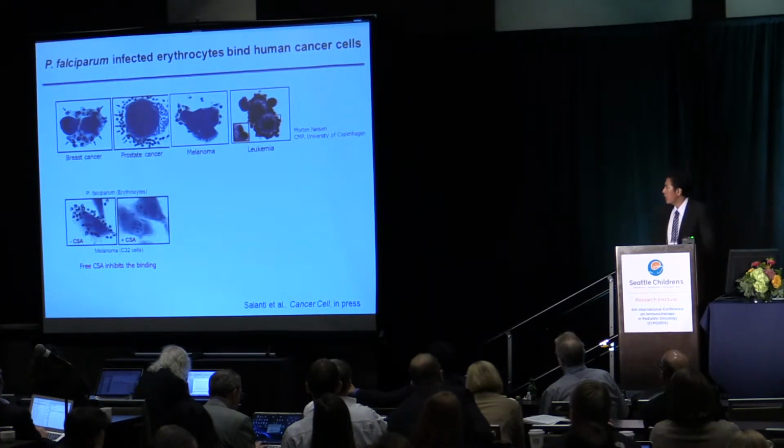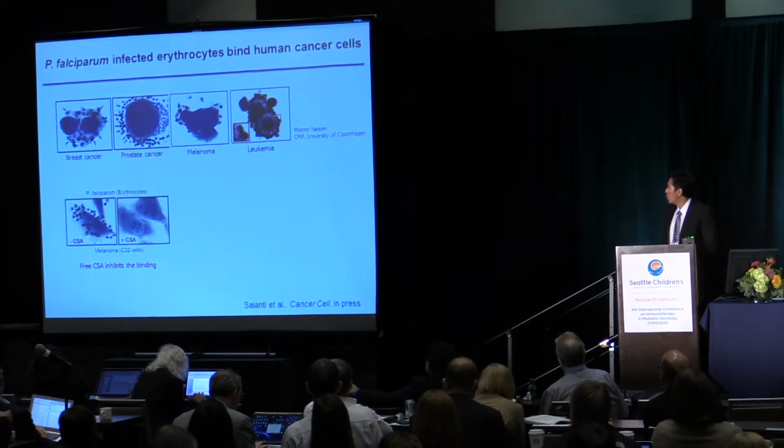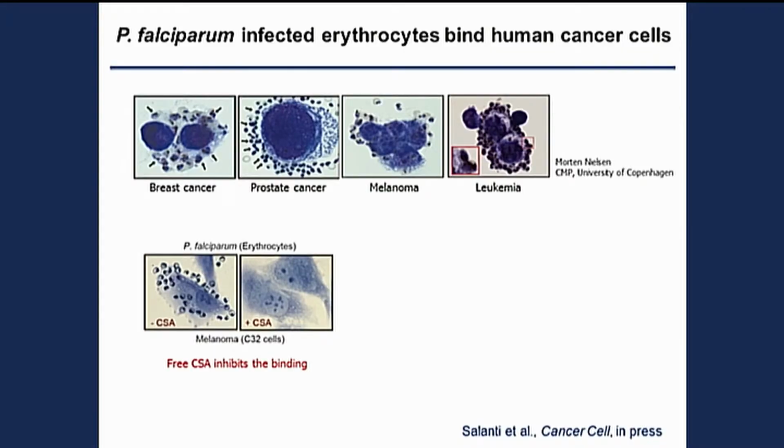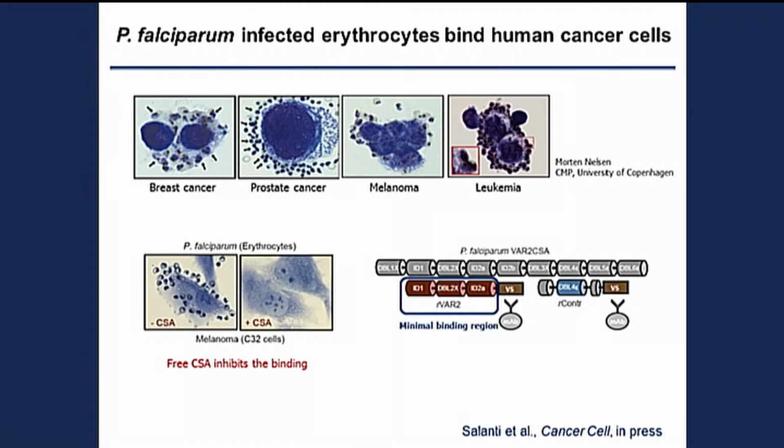We validated that these infected erythrocytes can bind to the human cancer cell, and this can be inhibited by purified CSA. It is also validated that the Duffy-like binding region flanked with the interdomain is a minimal binding region, which has a similar binding capacity to the wild-type malaria protein VAR2CSA.